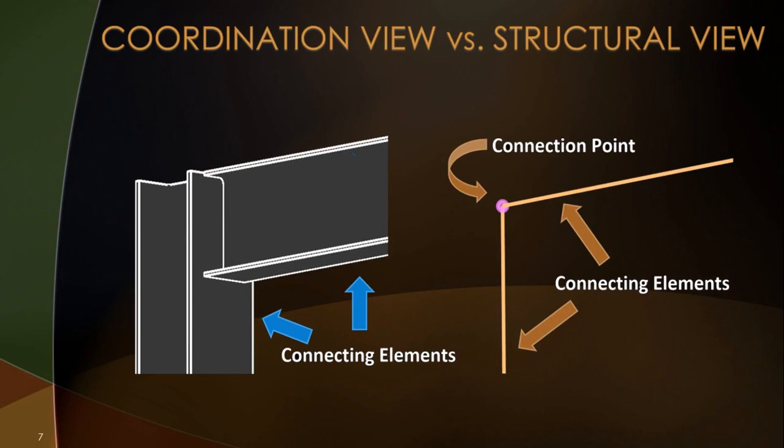So in views such as coordination view and design transfer view, we represent physical elements by the amount of space they occupy. So if you have a beam connecting to a column, we don't continue the beam to the center line of the column. We just continue it right to the surface of that column. But in an analytical view, such as a structural view, we represent beams and columns by lines, and those lines are connected to an identical point, points that are connection points.